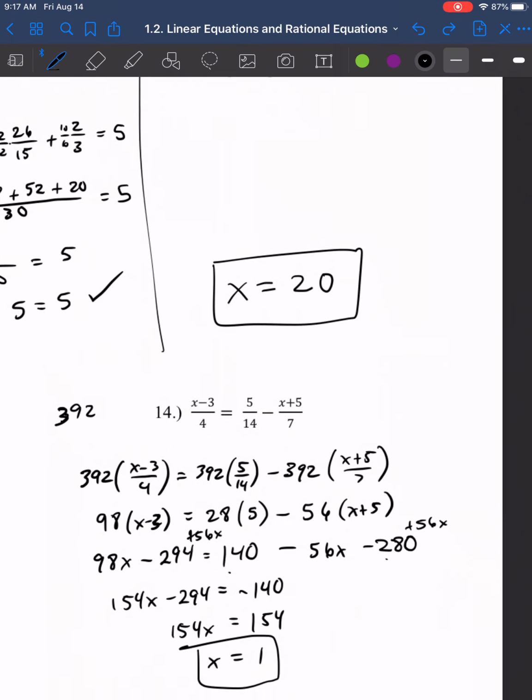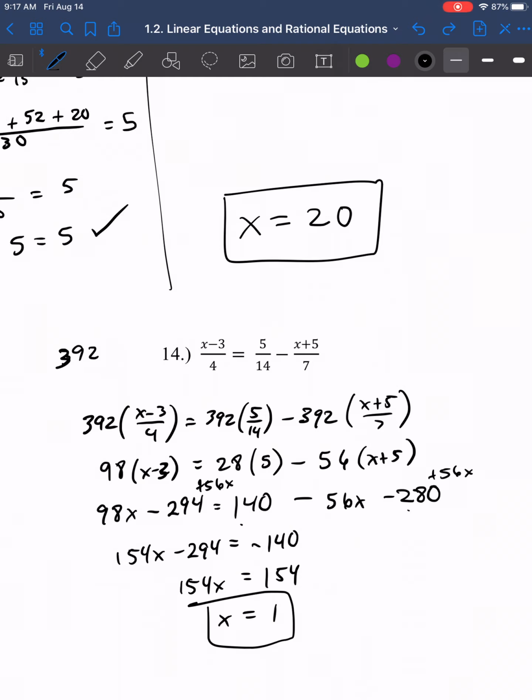All right, last one over here. Again, I want you to look through and see if you can follow my work here. 4, 14, and 7. I picked 392. 392 might not be the smallest common multiple for each one of them. In fact, 28 would be the least common multiple for all of them.